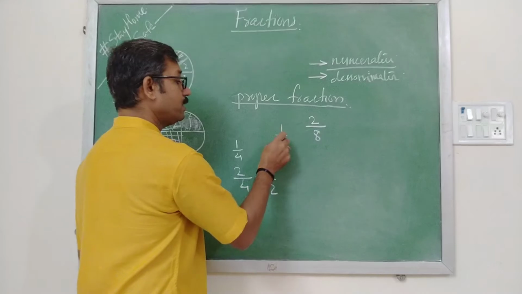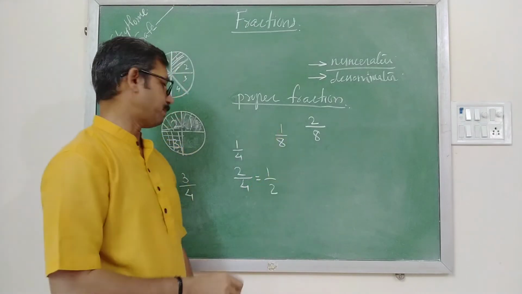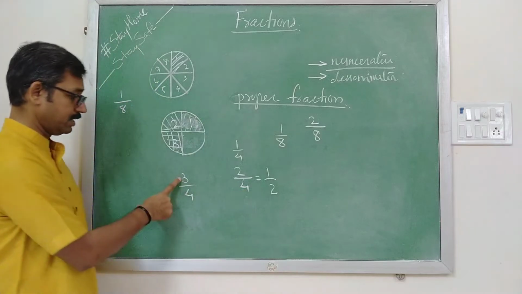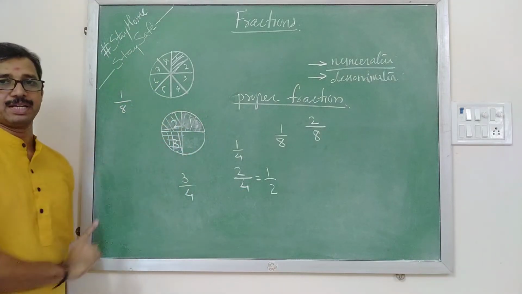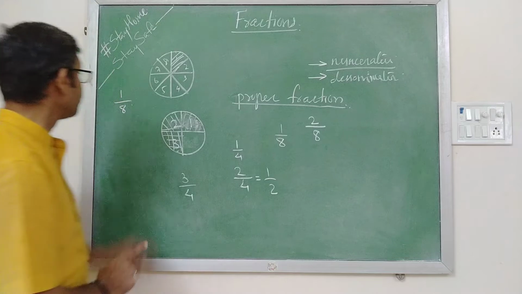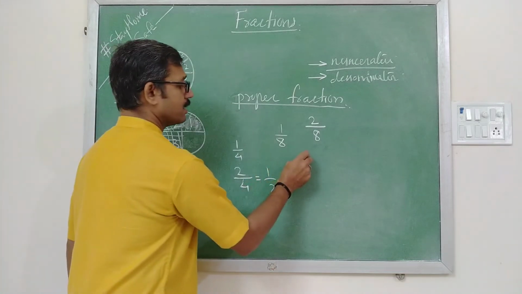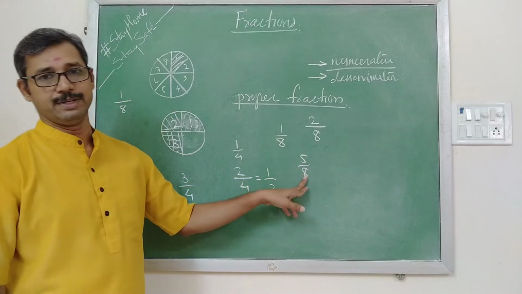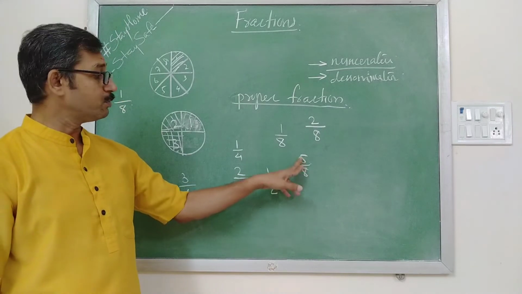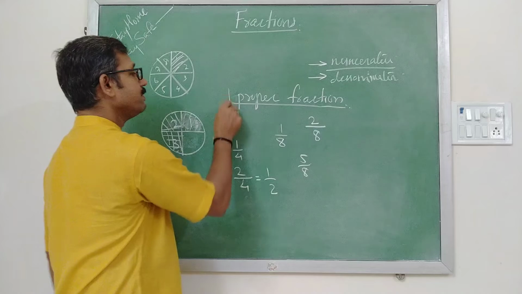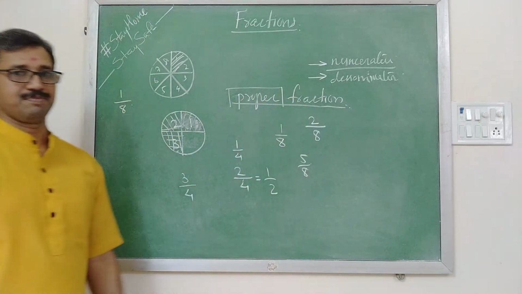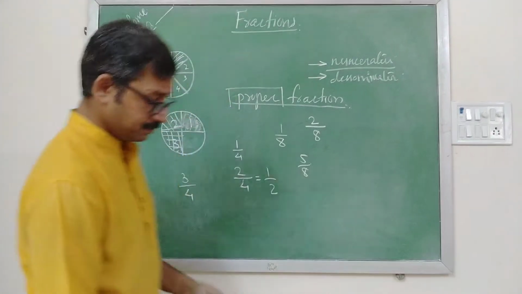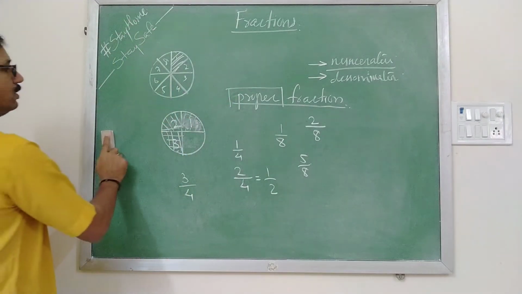Like that, 1 upon 8, yes, proper fraction. 1 upon 4, proper fraction. 2 upon 4, proper fraction. 3 upon 4, proper fraction. You know it like this. Now, the other thing is 5 upon 8, yes, proper fraction. Why? The numerator is less than the denominator. If the numerator is less than the denominator, then we say that it is a proper fraction. Understand it?